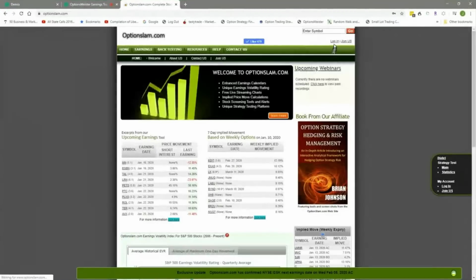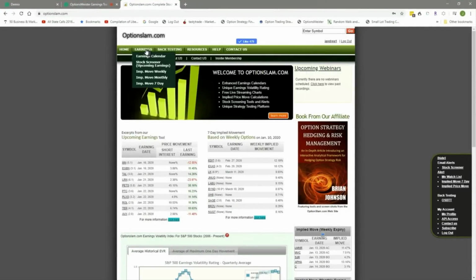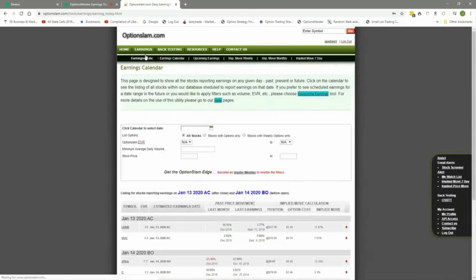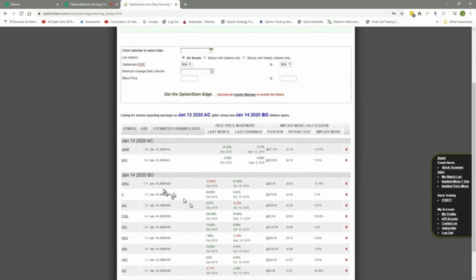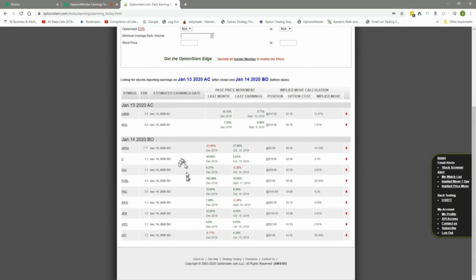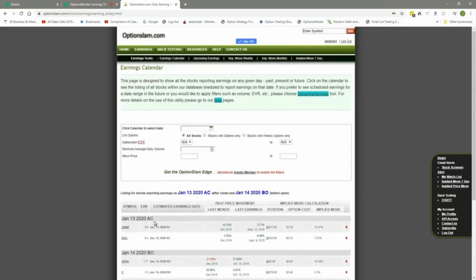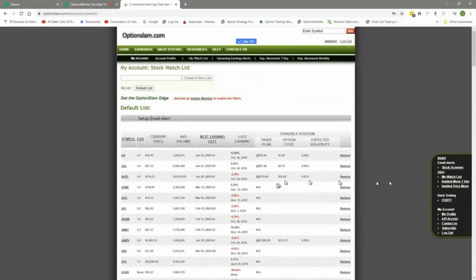Now here I'll show you my Option Slam. I've got the full membership. You don't even have to have the paid version to use the earnings calendar, but you've got some limits as far as what you can do. See, it's showing after the close on Monday and before the close, some of the same ones we talked about. What I was able to do is load in, and I'm learning more about this, you can go into screening and all that.